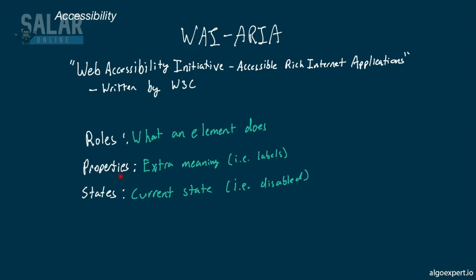Next, we have properties, and these allow us to provide some extra meaning, such as giving a label to an element that doesn't usually have one. And finally, we can provide some state, which again aligns to the accessibility tree state and allows us to provide state to elements that usually don't have it, such as if we have a disabled state.